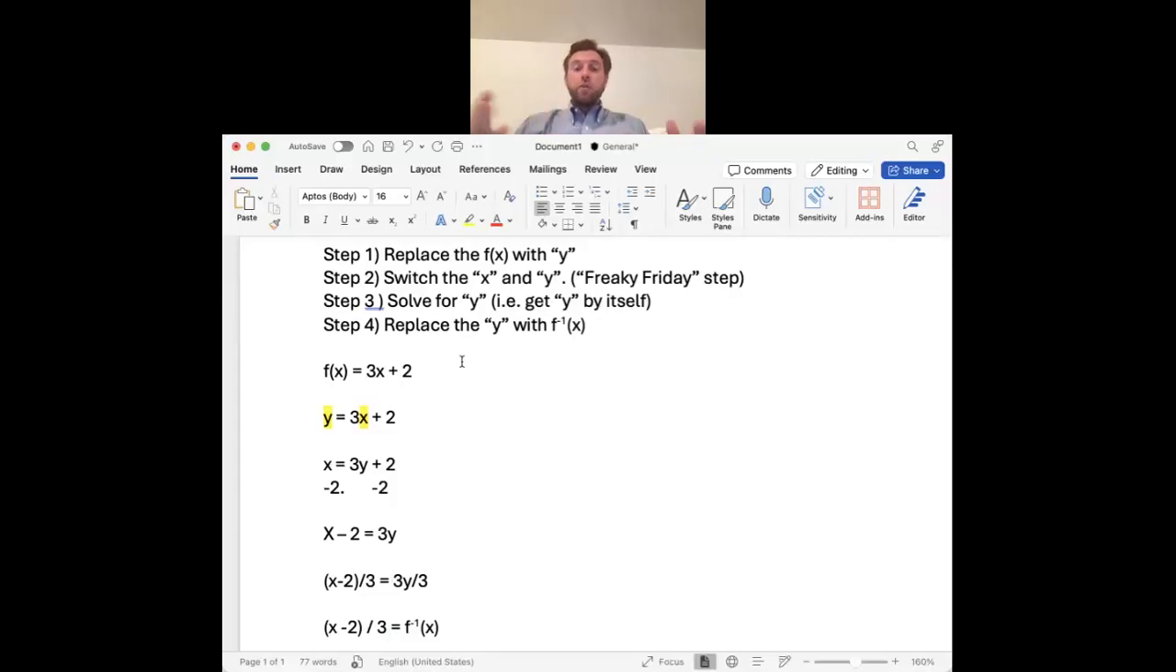Now there is an ultimate way we can self-check. We're going to talk about that too. But this is the process for finding the inverse. Replace with y, Freaky Friday, solve for y, change it back to f inverse. So with that in mind, let's go back to the other one. I still have this here.